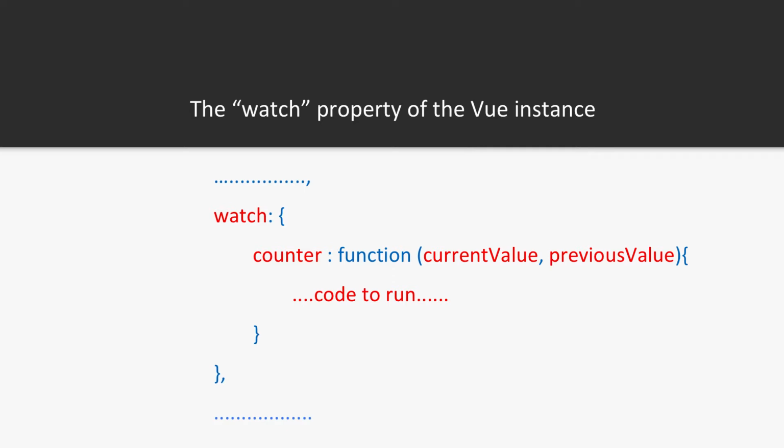Within this function, we can then run any logic with either or both of these states, or just simply run a piece of code due to the change. This function will be called anytime the value of the data property we are watching changes. Let's head back into our editor and try this out.